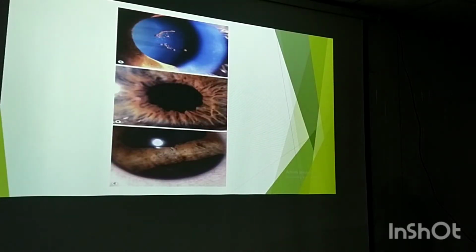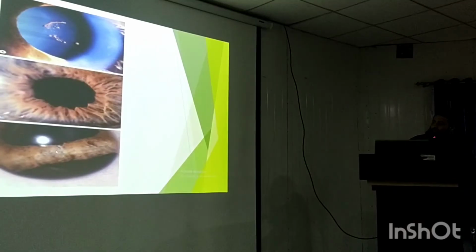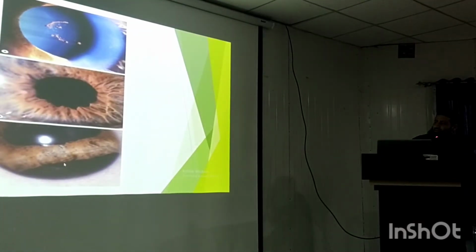Same blunt trauma. This is the tears in the sphincter pupillae, and again this is the imprint of the iris on the anterior capsule of the crystalline lens, and this is iridodialysis. See, we see like two pupils. This is the normal, this is the actual pupil here, and this one is the iridodialysis. So this iris has been dislodged from its insertion.